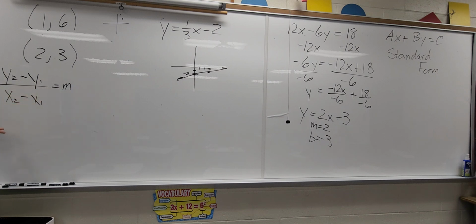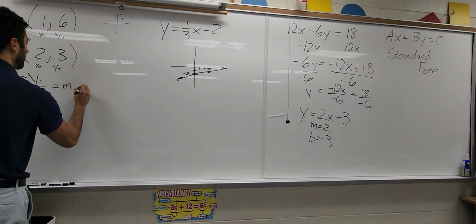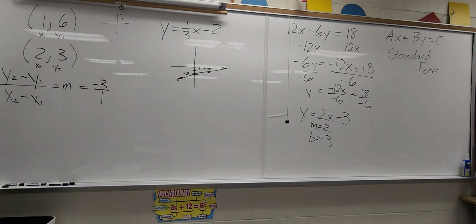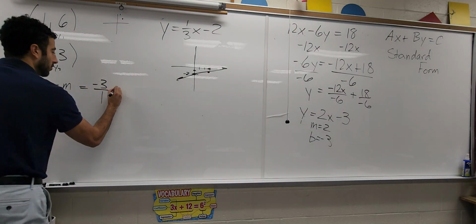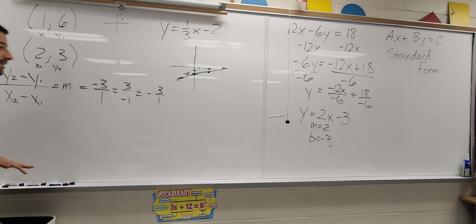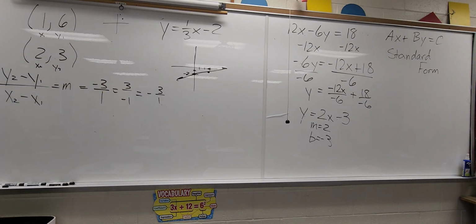So let's see how we do this. Let's find the slope. I'm just going to make this my x2, y2 and this my x1, y1. Did anyone solve for the slope here? It might be negative 3 over 1, or 3 over negative 1. Doesn't matter, because 3 over negative 1 is equal to negative 3 over 1. Those are all the same value. Negative top, negative bottom, negative just neutral to the side.